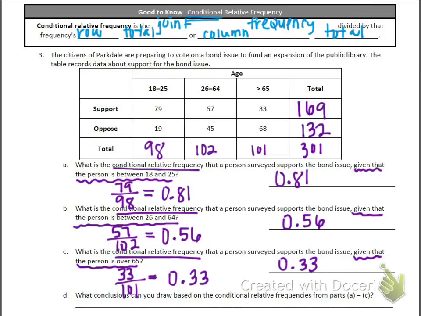So what are you noticing? And this is going to help you answer part D. What conclusions can you draw based on the conditional relative frequencies of A to C? So what are you noticing, Jonah? As you get older, you care less, you support less. Yes. So as you get older, according to our survey, as our surveyed people get older, less of them support the bond issue. So I want you to write that in a complete sentence in part D.